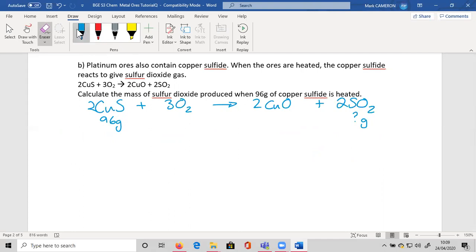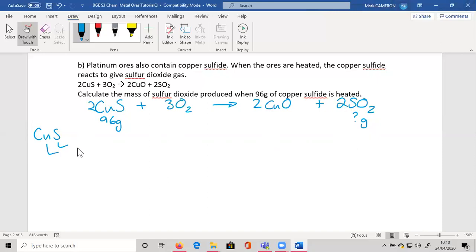So, to answer calculations based on balanced equations, the easiest way to do it, in my opinion, is you write down the equation. You then jot down the information that you have. So we've got copper sulfide, it says, is 96 grams. And we want to work out the mass of sulfur dioxide. So we ask ourselves the very important question, well, if we've got 96 grams of copper sulfide, how many moles is that? Well, we can work out how many moles copper sulfide is by using our triangle. Number of moles equals mass over gram formula mass. So let's work out the gram formula mass.